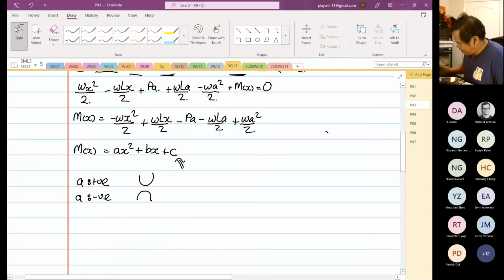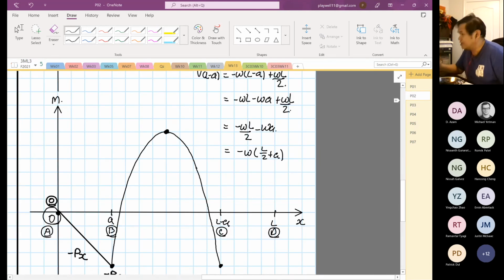Okay, so you have m as a function of x. Now let me help you. Let me define mathematically why we know L/2 is at the peak. Okay, let's do mathematically first.